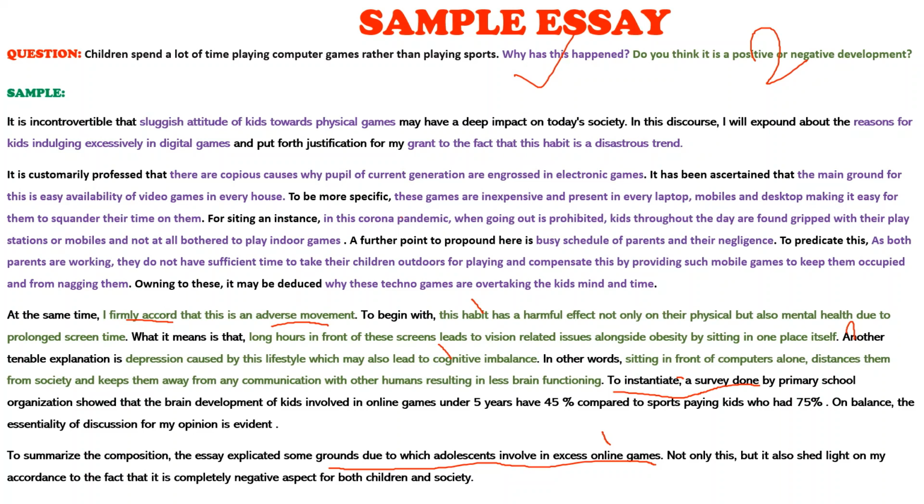So this is the sample. As you can see, I have changed a bit according to my ideas, my statements, so that it is grammatically correct. So you should also not blindly follow it, but see whether it is grammatically fitting or not.